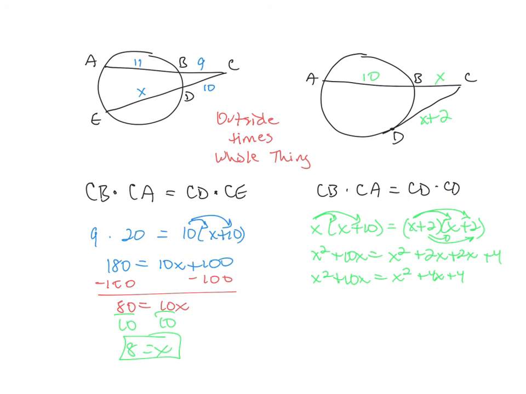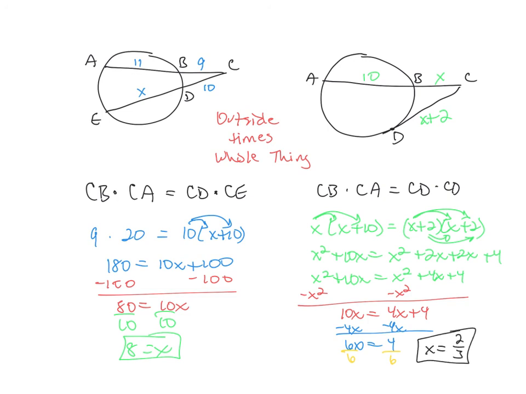And just like the other one, if I subtract x squared, it goes away. Yeah, I'm going to get a fraction, but that's okay. Subtract 4x, and then divide by 6, and I get x equals 2/3. 4 over 6 reduces to 2/3.